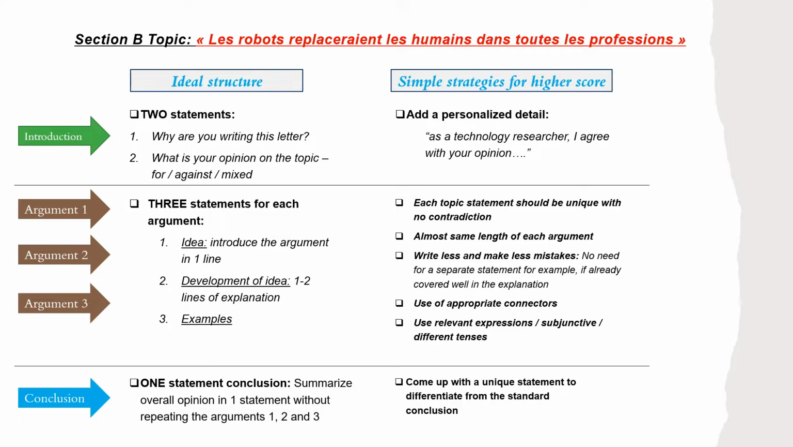Then the next thing is almost the same length for each argument. I think I've already talked about it. Basically, if you're writing 4 lines for argument one, for two and three it should also be four or maybe five, but not beyond that. Now, the next point is write less and make fewer mistakes.